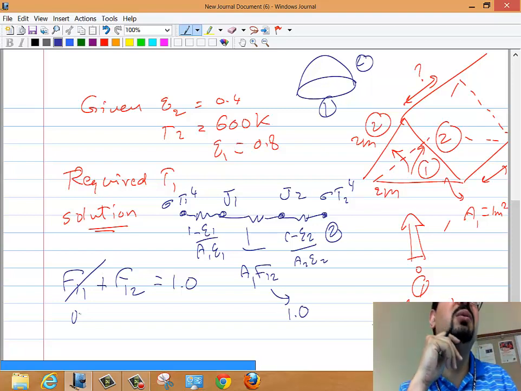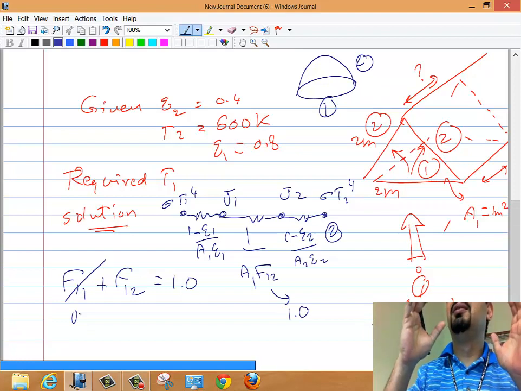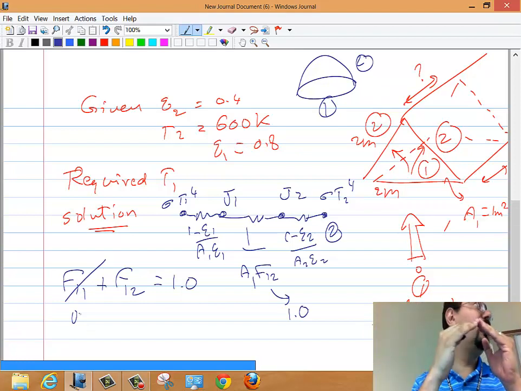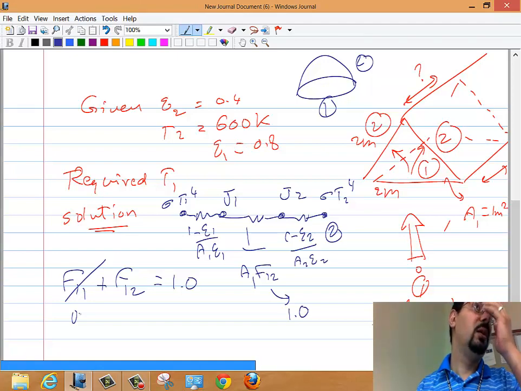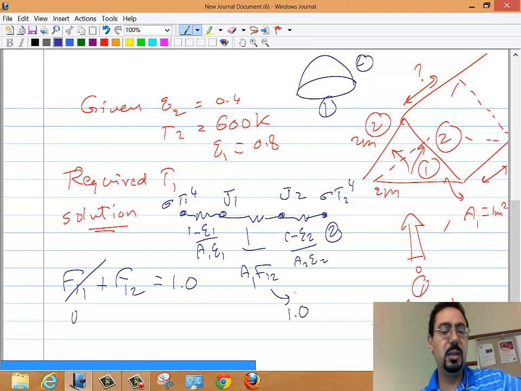Why is F11 0? Why can it not go to this cell? Because it cannot see itself. It cannot radiate to itself. It's not concave. A flat surface or a convex surface cannot see itself. Cannot radiate to itself. So because of all this, F12 is 1, right? And so that's really convenient.